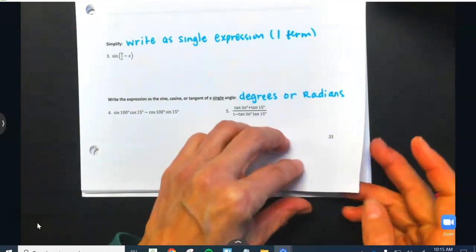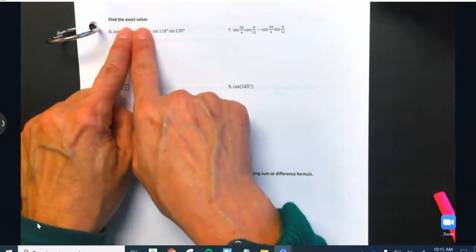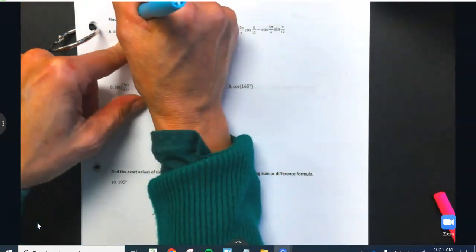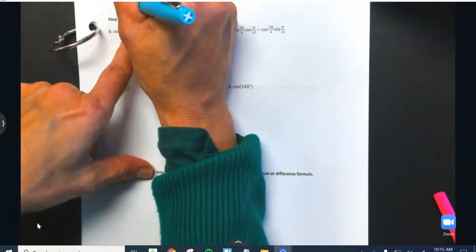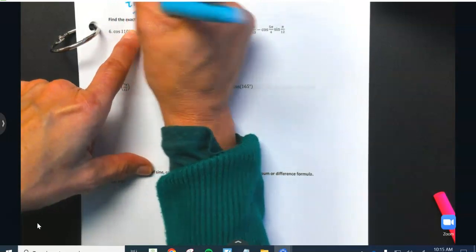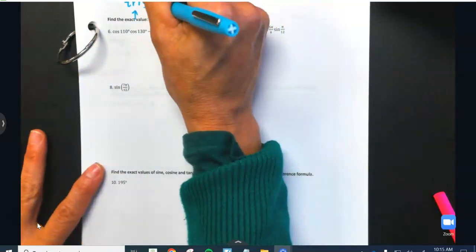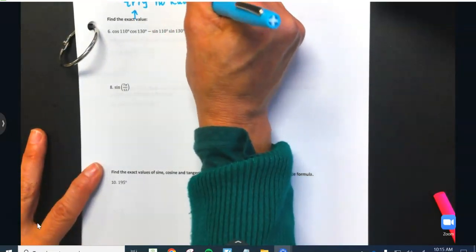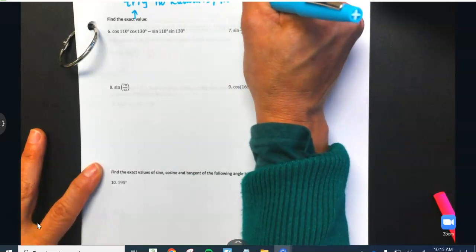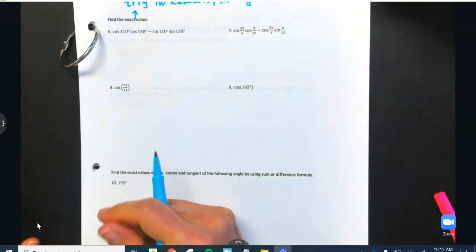All right, I'm going to turn my page. I think y'all just have to scroll your eyeballs over to the other side. What else do we have to do? Ooh, these are my favorite. Find the exact value. I should have written it, but it's implicit. Find the exact trig value. Sine, cosine, tangent are not degrees. You better not have radians in your answer. You better not have a degree symbol in your answer. Those are just expressions. So no radians, no degrees. If you did that, you did something wrong.